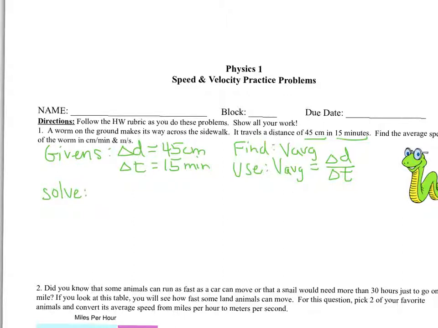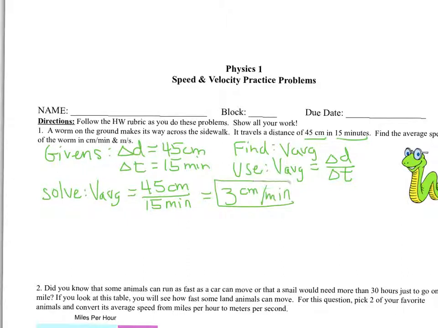All right, so my average speed equals 45 centimeters divided by 15 minutes, and I end up with 3 centimeters per minute. All right, so I've answered the first part of that question, but I'm not done. The second part of my question here wants me to find that same value in meters per second.